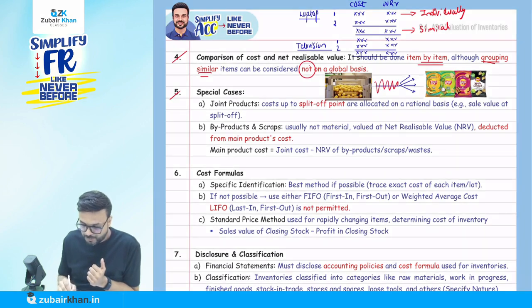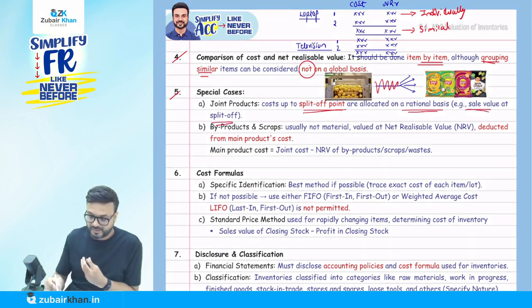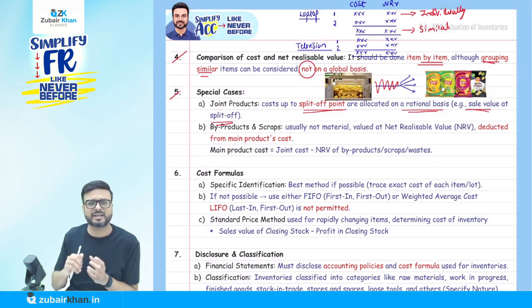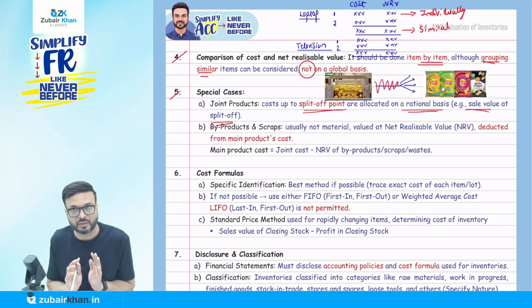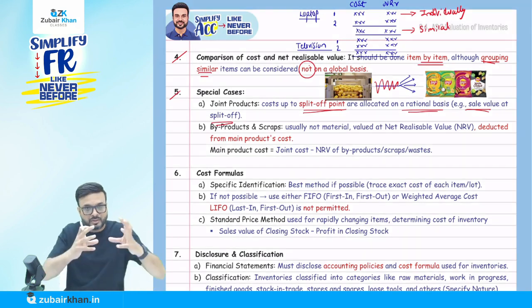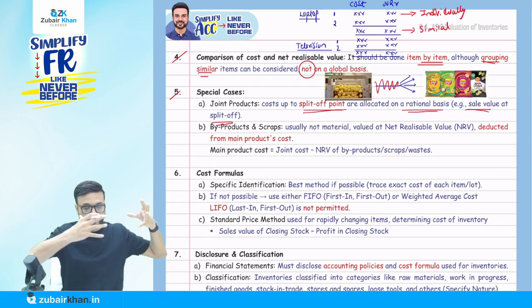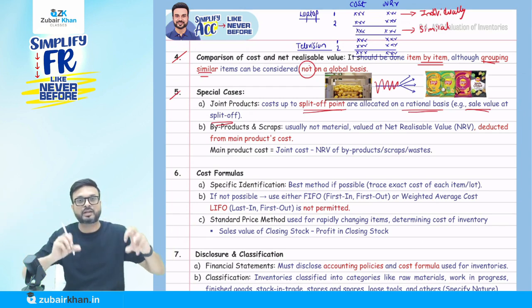They say the joint cost is allocated on a rational basis. Example, the sale value at the split-off point. Any rational basis which is logical is allowed. How much quantity you are using for a particular flavor? On that, you take the quantity multiplied by the selling price per unit of all the different products that you have manufactured from that joint cost. And on the basis of the sale value, you can allocate the joint cost.